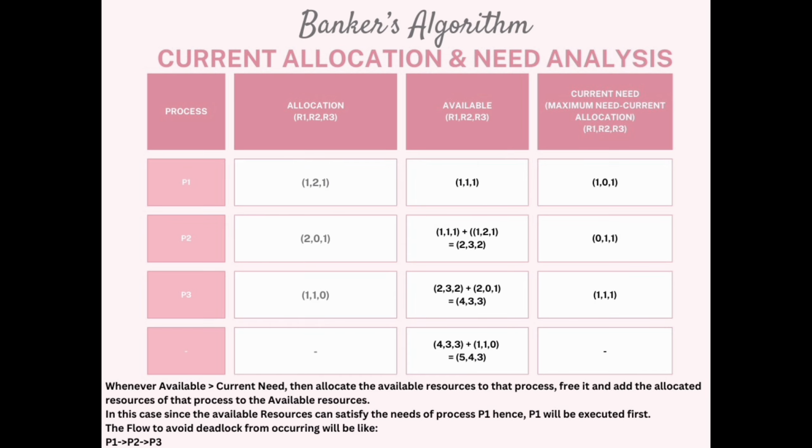In this case, since the available resources can satisfy the needs of process P1, hence, P1 will be executed first. The flow will be like, P1 will be executed, then P2 will be executed, then P3 will be executed. Hence, this should be the flow or sequence of the process execution so that no deadlock occurs.